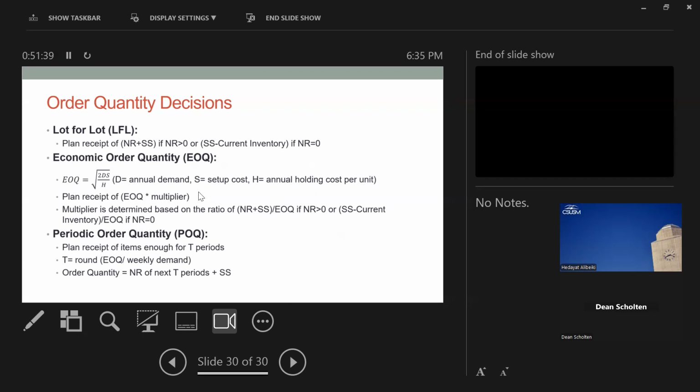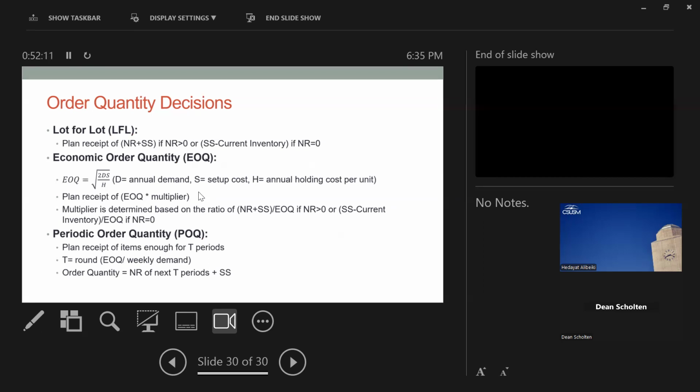EOQ, on the other hand: the EOQ model is a model for order quantity that minimizes total inventory cost, holding cost plus setup cost. You put them together and minimize, giving a very good estimate of the quantity.